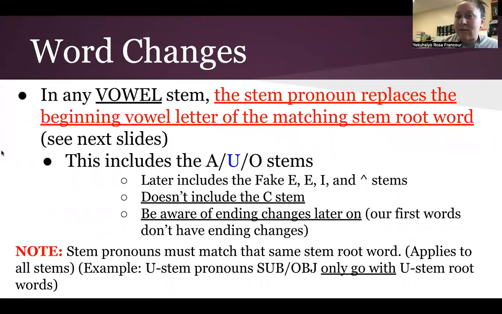So remember our vowel stem rule. The stem pronoun replaces the beginning vowel letter of the matching stem root word. That's going to apply to the U stem because it's a vowel stem. Remember our last word, it didn't include the C stem. That has its own root and its own rule. For the rest of this, just be mindful of ending changes later on. Not a big deal right now. Stem pronouns have to match the same stem verb or root word. Because this is ungwehu, a U stem, you have to use U stem pronouns. You can't use A stem or another stem. It's got to be U, okay?